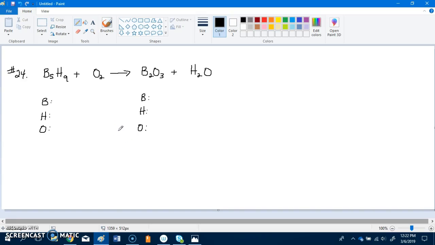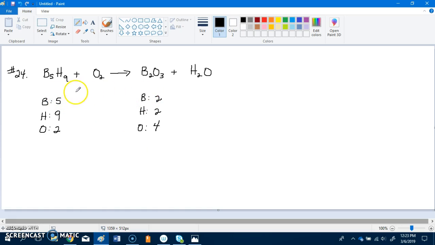This is question number 24 from the Balancing Equations worksheet that I posted in the announcements for extra practice. So first of all, I'm just going to count up my elements on each side. I have 5 borons, 9 hydrogens, and 2 oxygens on the reactant side. And on the product side, I have 2 borons, 2 hydrogens, and 3 plus 1 is 4 oxygens on my product side.